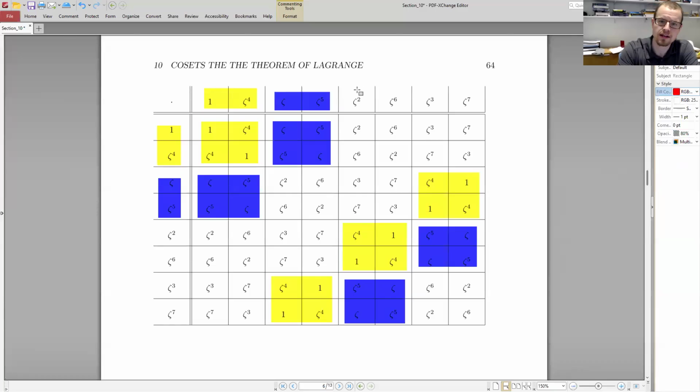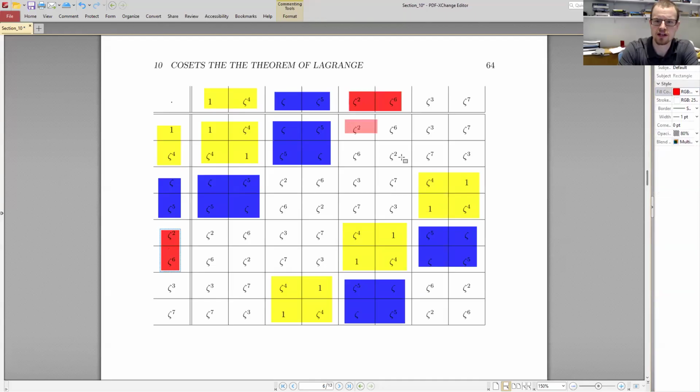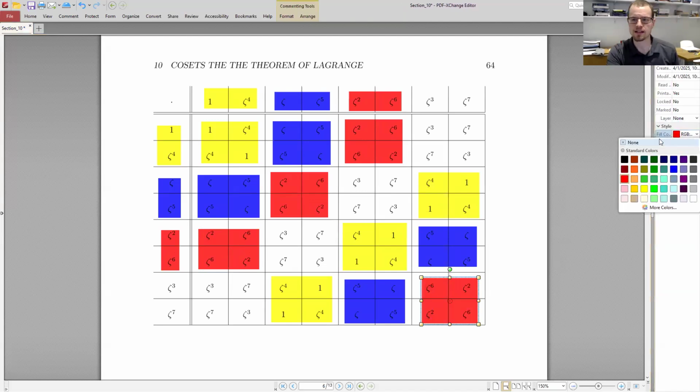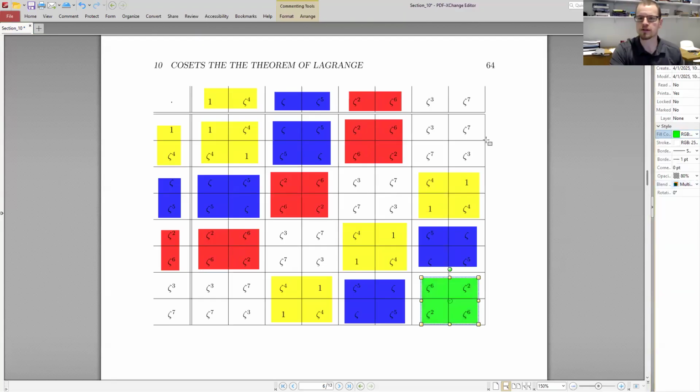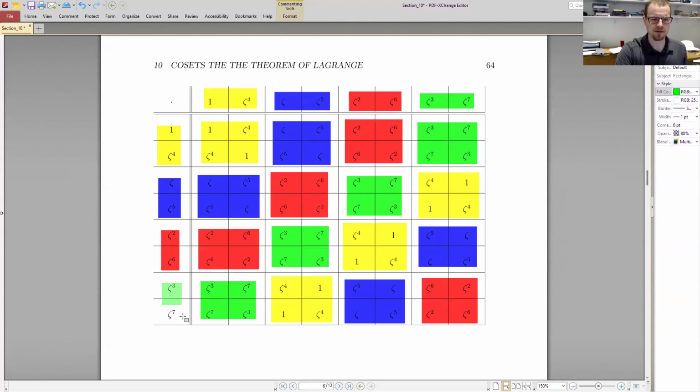Next, let's do red. So zeta squared and zeta to the 6th. Of course, that appears right there and right there. But it actually appears here as well. And yes, right here. And then finally, I'm going to highlight, let's use bright green. That's kind of fun. Zeta cubed and zeta to the 7th. Oops, I made a mistake there. I didn't want that to be green. I wanted that to stay red. And I want to move on to the color green. There we are. Green, 3 and 7, 3 and 7, 3 and 7. Of course, that's 3 and 7.